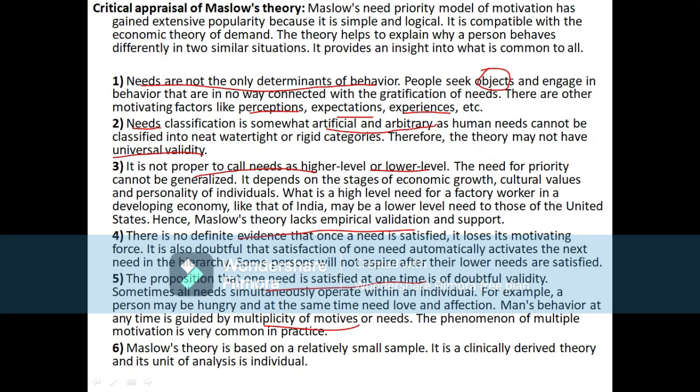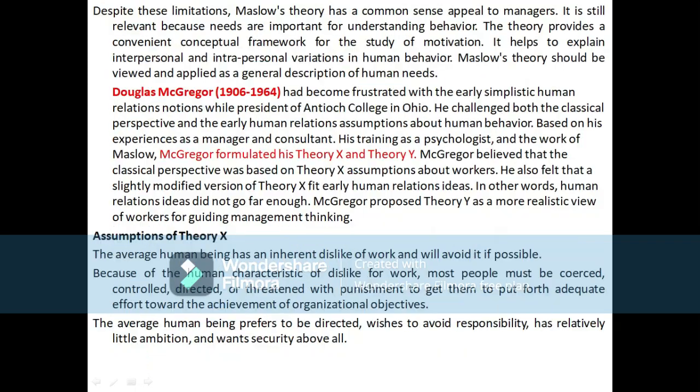Likewise, Maslow's theory is based on a relatively small sample. It is a clinically derived theory, and its unit of analysis is the individual only. So the small sample is another criticism. But it is still relevant because needs are important for understanding behavior. The theory provides a convenient conceptual framework for the study of motivation.